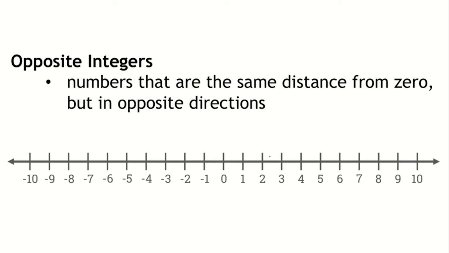For example, if we have 3, from 0 we have to locate 3 on the number line. So that's 1, 2, 3. Take note, 3 is a positive number. That's why we are going to the right from 0. From 0 to 3, that would be 3 units going to the right.